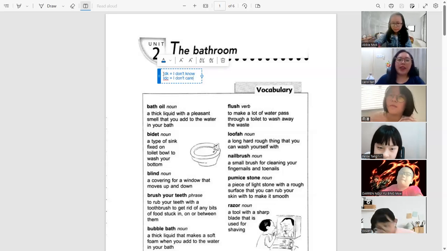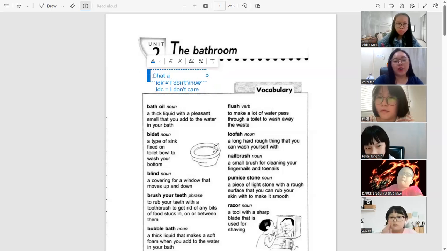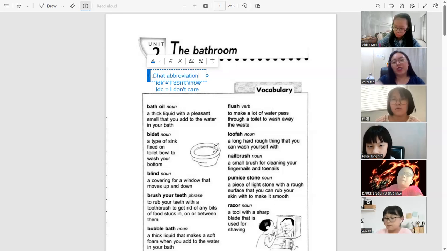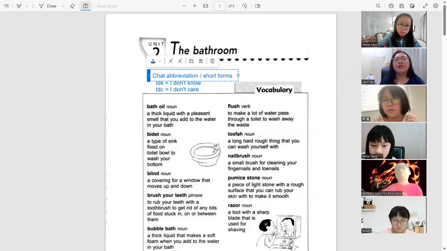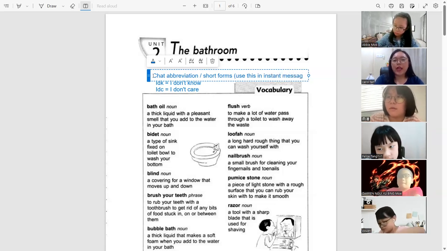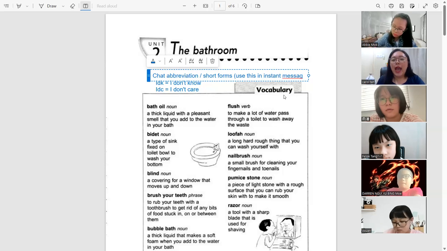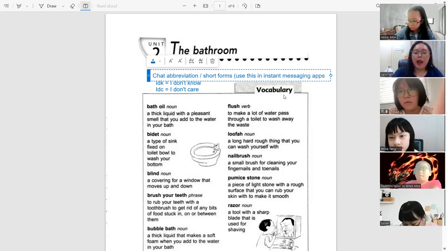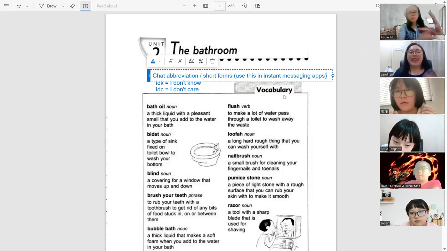So, anyway, these are the short forms, or we call this the chat abbreviation. You all can learn something here. It's called the chat abbreviation or the short forms. We always use that in our messaging apps, like WhatsApp or some instant messaging app. So you can write: we use chat abbreviations or short forms in our instant messaging apps. I want some of you to tell me an example of an instant messaging app.